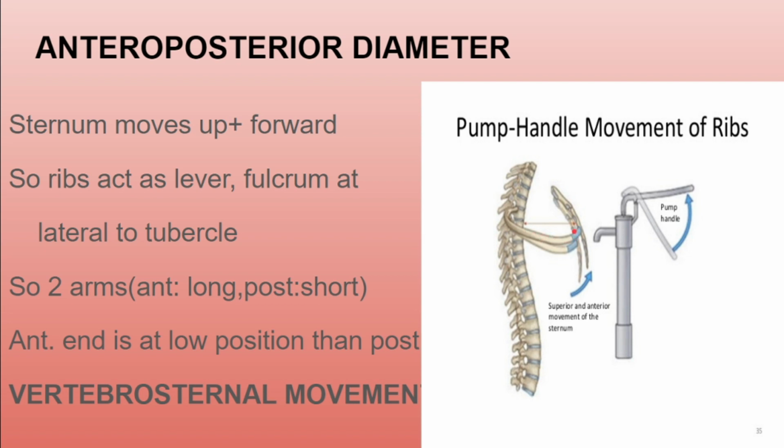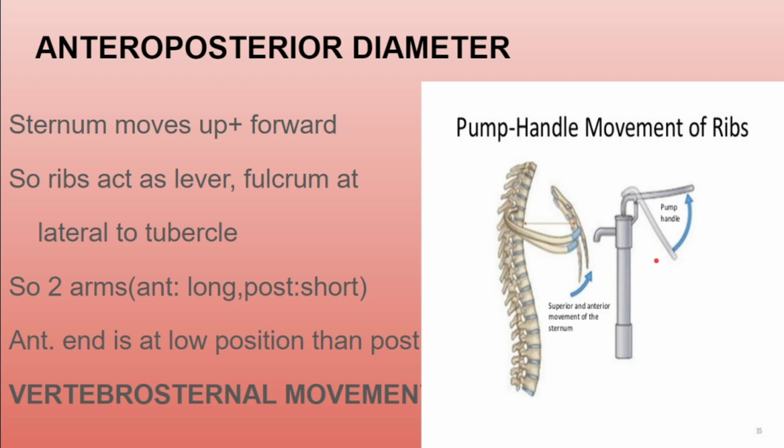Since the anterior end is at a lower position than the posterior end as shown in the figure, it is easily visible that the anterior one is at the lower position than the posterior. So when the ribs elevate, they will take the sternum in the upward and forward direction, just like in the pump handle. In the pump handle the same thing happens.